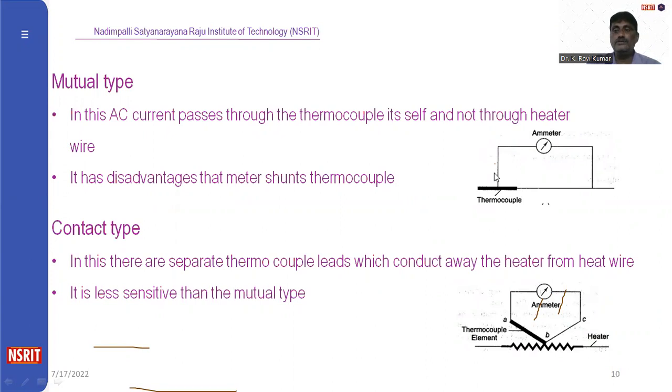In the mutual type thermocouple, the current is passed through the thermocouple itself and not through a heater wire. Here we are not using any heater wires. Directly we are sending the current to the thermocouple. So it has the disadvantage that the meter shunts the thermocouple. The heat will directly go to the thermocouple. That is the disadvantage in the mutual type. The second one is the contact type thermocouple.